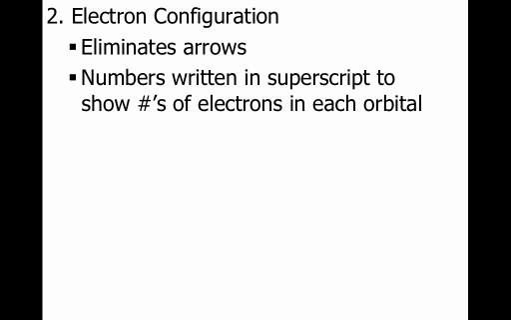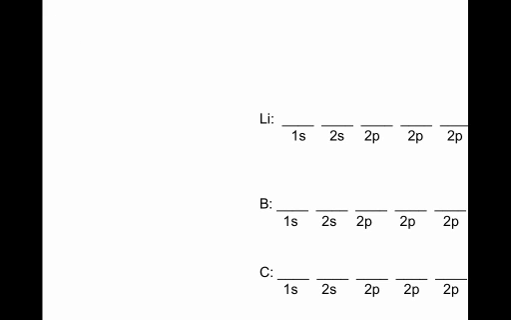The next notation we can do is called the electron configuration. What this does is it eliminates the arrows. It's still going to show us how many electrons are in each orbital, but instead of the arrows, it's going to condense that, and we're going to use numbers written in superscripts to show the number of electrons in each orbital.